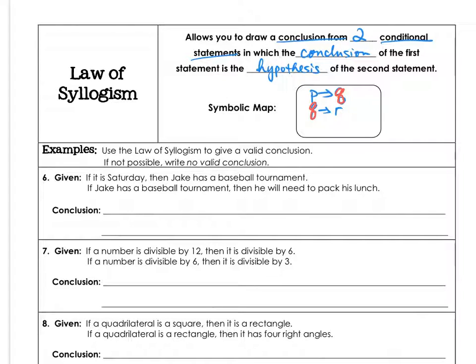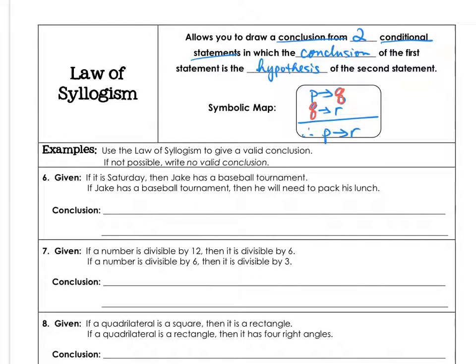Then I can say if P, then R. A simple example is if I'm taller than my sister, and my sister is taller than my brother, then I can say I am taller than my brother, right?